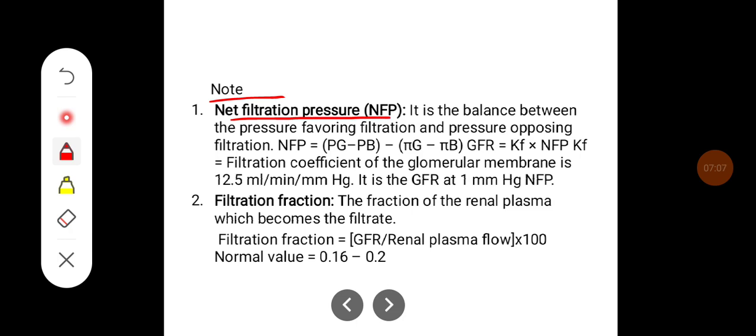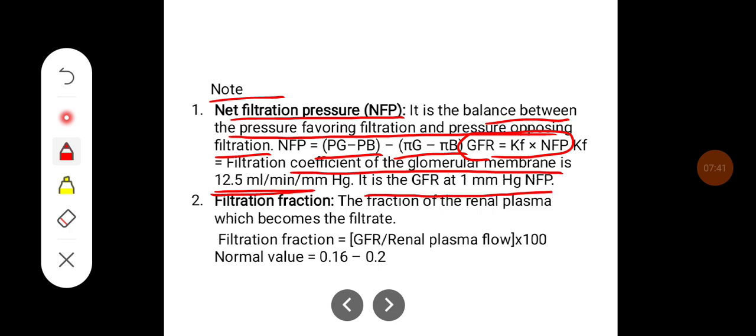Note that net filtration pressure is the balance between the pressure favoring filtration and pressure opposing filtration. So net filtration pressure can be given as Pg minus Pb minus pi G minus pi B, and hence GFR can be given as the filtration coefficient multiplied by net filtration pressure, where Kf is the filtration coefficient for the glomerular membrane and is around 12.5 ml per minute per mm of mercury. It is the GFR at 1 mm of mercury NFP.